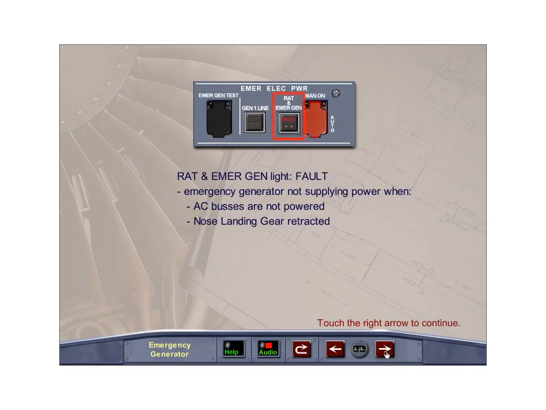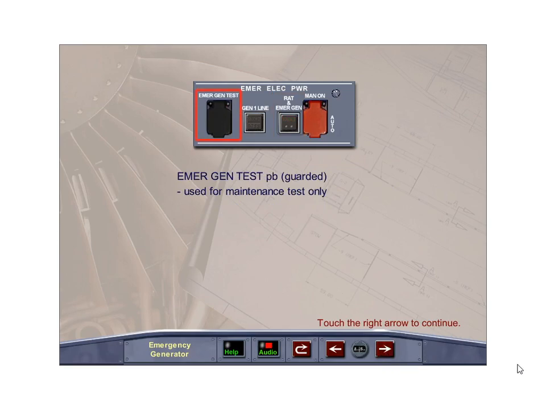The RAT and emergency generator light will indicate fault in red if the emergency generator is not supplying power when AC Bus 1 and AC Bus 2 are not powered and the nose landing gear is retracted. The guarded emergency generator test push button is used for maintenance purposes only to test the emergency electrical system.